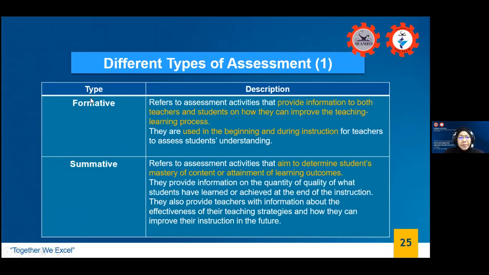Between the two, the important role of formative is that you can make the necessary adjustment. You can make the necessary remediation, the necessary improvement as you go along the way towards the end of the training. But if you do summative, you don't do any assessment in the beginning, only towards the end. By the time you assess them at the end, you cannot do any remediation. It will be too late already.